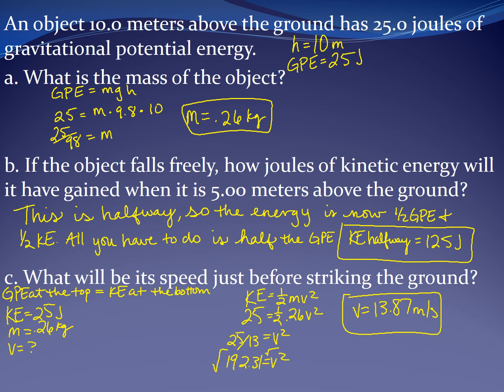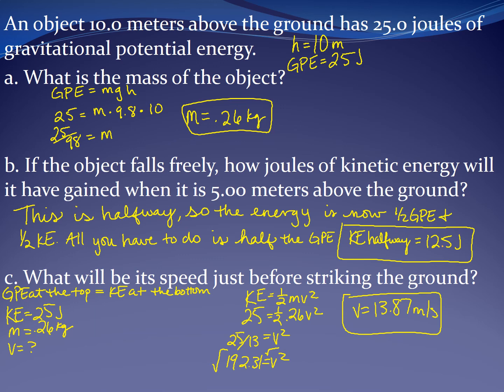Now, if we're trying to find the kinetic energy halfway, because 5 meters is halfway, we know that if we just take half the gravitational potential energy, it will equal 12.5, because originally our potential energy was 25, so half would be 12.5. Okay, so what would be its speed just before striking the ground?